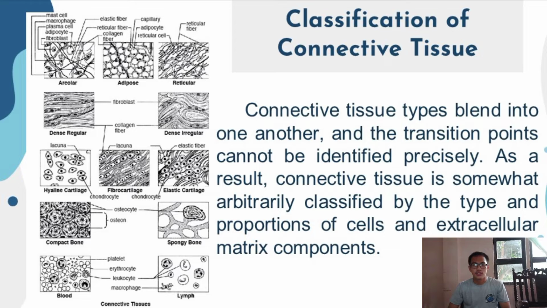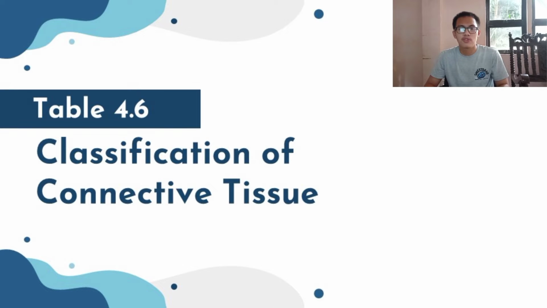Classification of connective tissue. Connective tissue types blend into one another and transition points cannot be identified precisely. As a result, connective tissue is somewhat arbitrarily classified by the type and proportion of cells and extracellular matrix components. Table 4.6 is the classification of connective tissue.